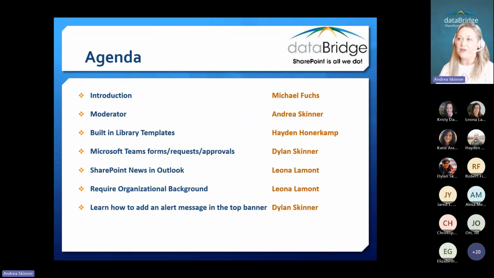So you can see we are going to talk about a brand new feature. You may or may not have seen this yet. There are some built-in library templates for you to use that Microsoft has released recently. And then we're going to cover Microsoft Teams forms, requests, approvals. These are templates. Again, they're available in Microsoft Teams, or you can create your own custom, save them in there. So the option is there. Either use Microsoft's templates or create your own custom ones.